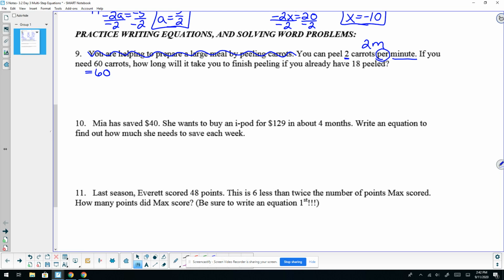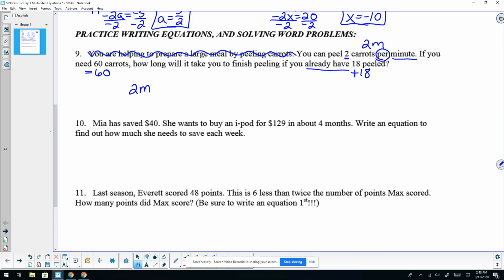How long will it take you to finish peeling if you already have 18 peeled? Well, here's a little bit of a hint for you guys for these types of problems. If you get something like already have or saved or were given or things along those lines, you're going to add the number that it says you have been given. Okay? So now I have all my information. I've even written down for myself little notes of how I could put that information into an algebraic equation. So always with algebraic equations, we want to start with our variable. So I'm going to start with the 2m.